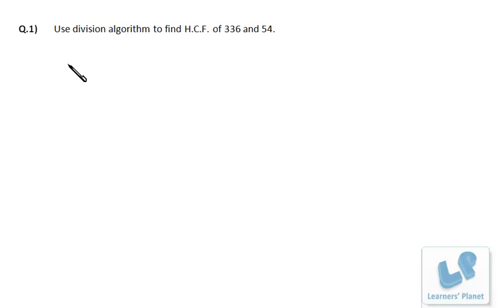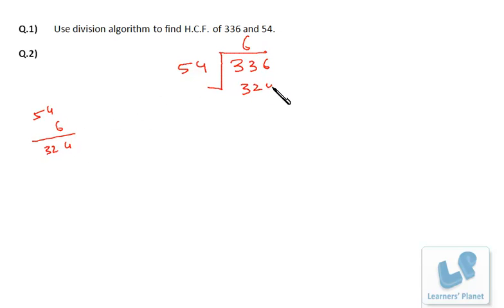Now, use the division algorithm to find the HCF of 336 and 54. That means we have to use Euclid's method to find the HCF of these two numbers. Now, what's the first step? Divide the bigger number by the smaller number till we get 0 as remainder, right? So, 336, we divide it by 54. So it will be 6 times. 54 into 6, we got 324. So 12 as remainder. That means the remainder is not 0. That means the HCF of 54 and 336 is not 54.